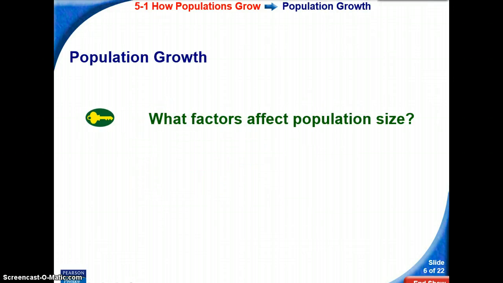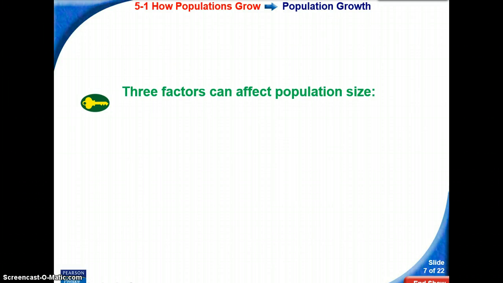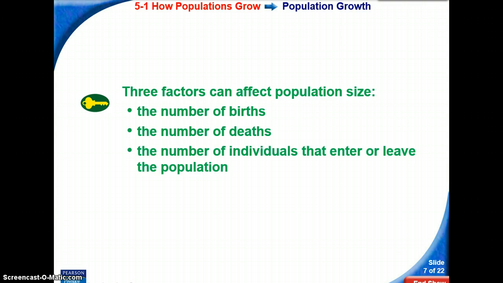So what factors are going to affect a population size then? Second key concept question coming right at you. Three factors that can affect population size: the number of births, the number of deaths, and the number of individuals that enter or leave the population. Remember, when we speak about population, it's not just people we're talking about. We're talking about any sort of organism population. Could be bacteria, could be birds, it could be plants, any sort of population at all, and the same rules apply for population size.